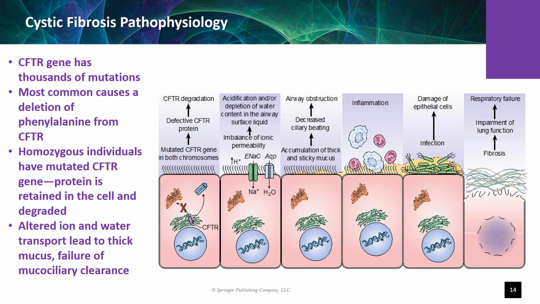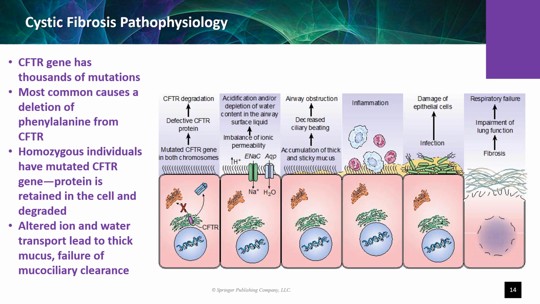Cystic fibrosis is a common autosomal recessive genetic disorder among certain populations. There are close to 2,000 mutations in the gene coding for cystic fibrosis transmembrane conductance regulator, or CFTR channel, a large transmembrane protein found in cell membranes that permits the movement of chloride and bicarbonate across the epithelial membrane.